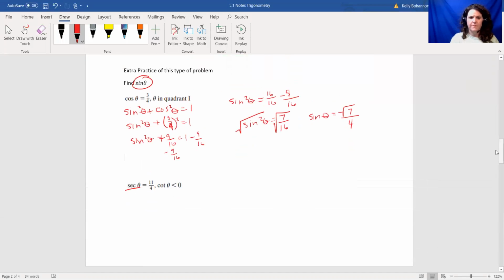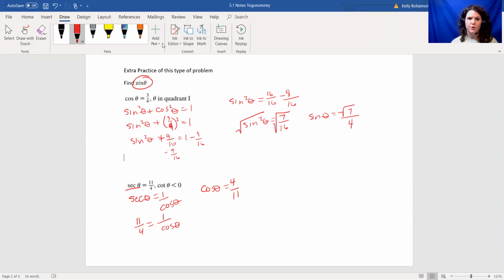All right, let's go with that. So secant of theta is equal to 1/cosine theta, which means that 11/4 is equal to 1/cosine theta, which means that cosine theta equals 4/11.